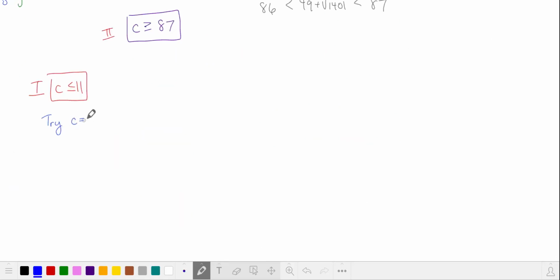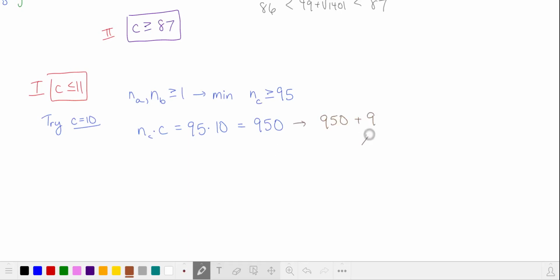Let's first try C is equal to 10. We have at least one of stamps valued A and B, so at a minimum, we have 95 stamps with value C. If we have 95 10-cent stamps, that gets us to 950 cents. We can add to that a 9-cent stamp because B at most can be equal to 9. And then we can add to that 8 1-cent stamps to get us a value of 967 cents, which isn't enough to get us to 1,000. So C equals 10 fails.